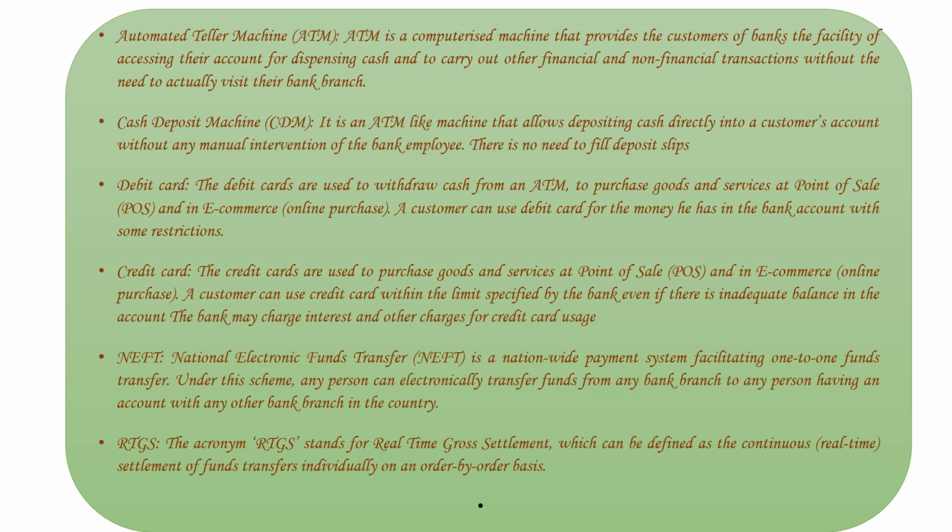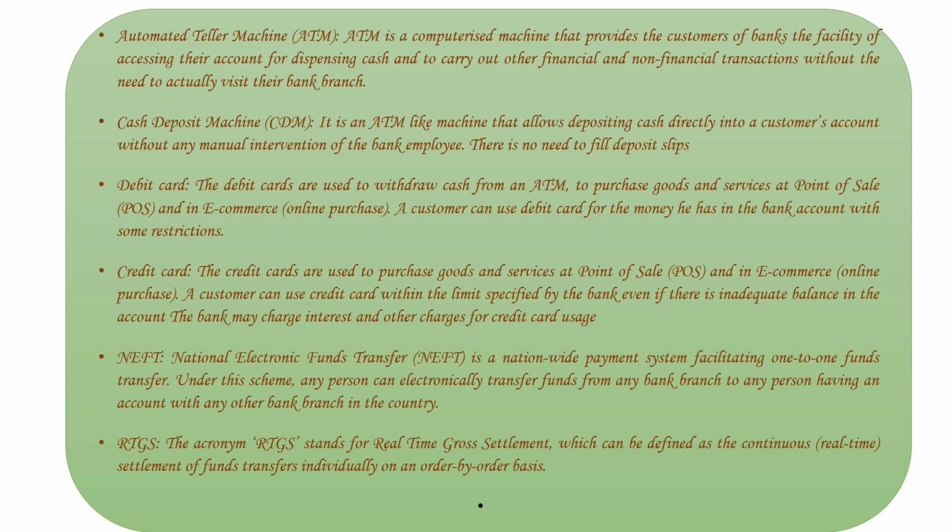And the debit card. A debit card is used to purchase goods and services at point of sale and in e-commerce. By swiping the debit card, the amount will be debited from the particular account. So without cash, we can use a debit card to purchase something. A debit card is also used to withdraw cash from an ATM. And the credit card is also for purchasing something at point of sale and in e-commerce. With a credit card, you need to pay in the future, and the bank may charge some interest.